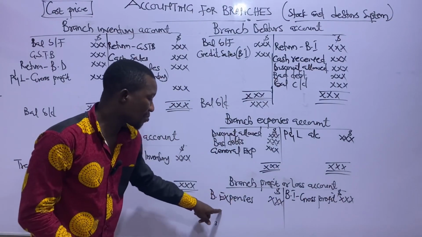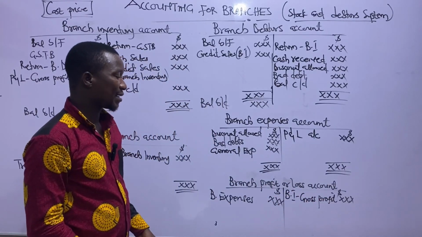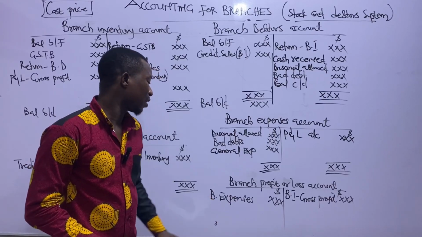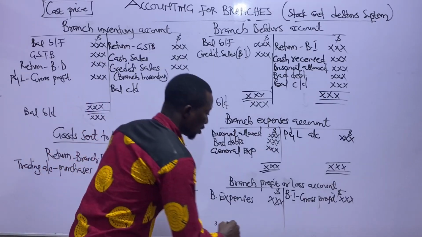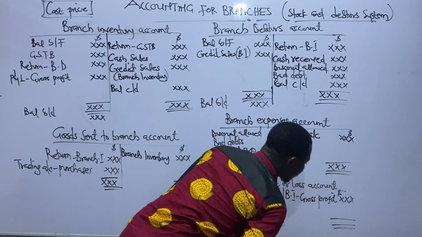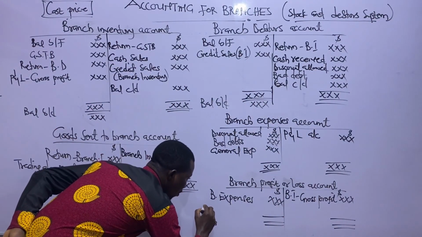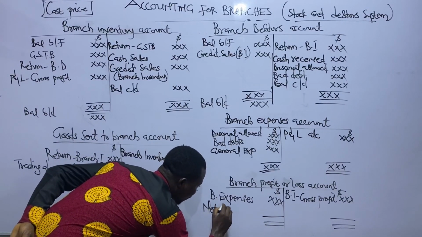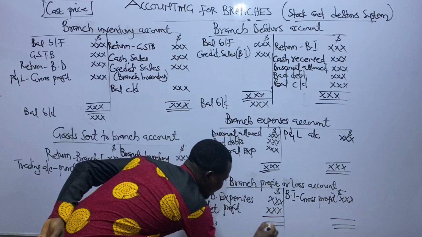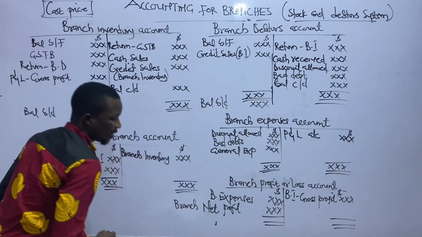Now, we compare the branch expense against the gross profit. By comparing that, it is very simple. In most cases, the gross profit is higher than that of the branch expense. So to balance off this account, there will be no balance carried down or brought down. So the difference will be what we call the net profit. The net profit. And this net profit is actually the branch net profit.